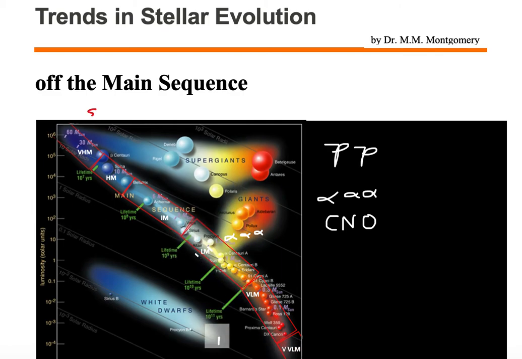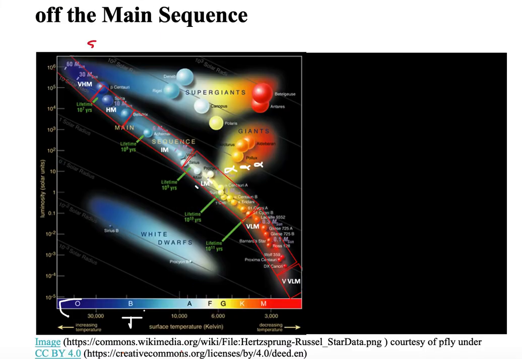The next category we're going to look at is lifetime, or age on the main sequence. So we want to take a look at the age. So we're looking at age now. And specifically, this is age on the main sequence.